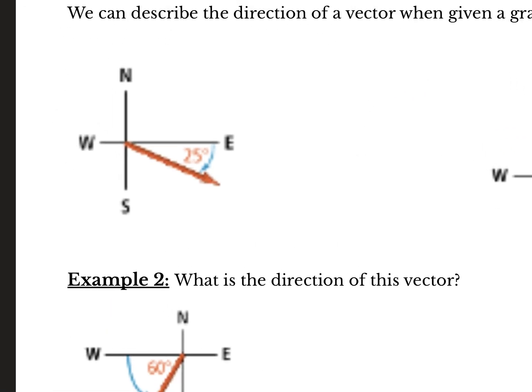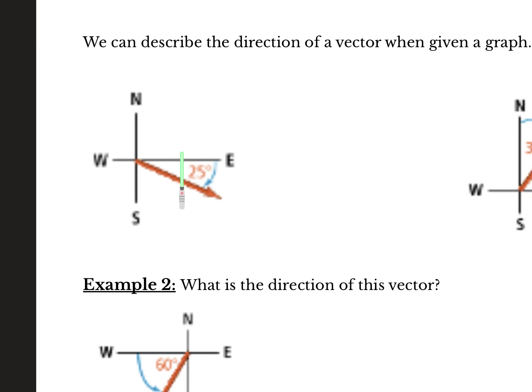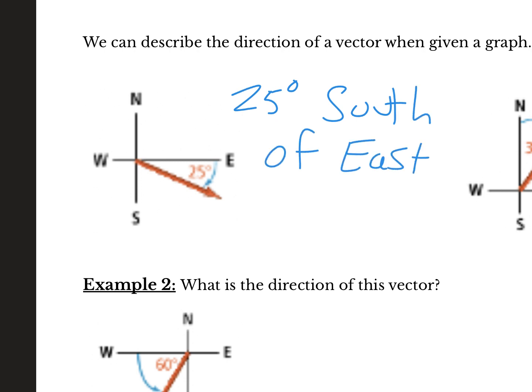So in this first one here, I see that my vector is just below the east direction. So if it's below the east direction, that means it's going towards south. So the way I could talk about this vector directionally is I could say it is 25 degrees south of east. I know this might seem kind of weird, but we can see that we're in the eastward direction, but then it's 25 degrees below it, or 25 degrees towards the southern direction. So that's why we say this vector is 25 degrees south of east.